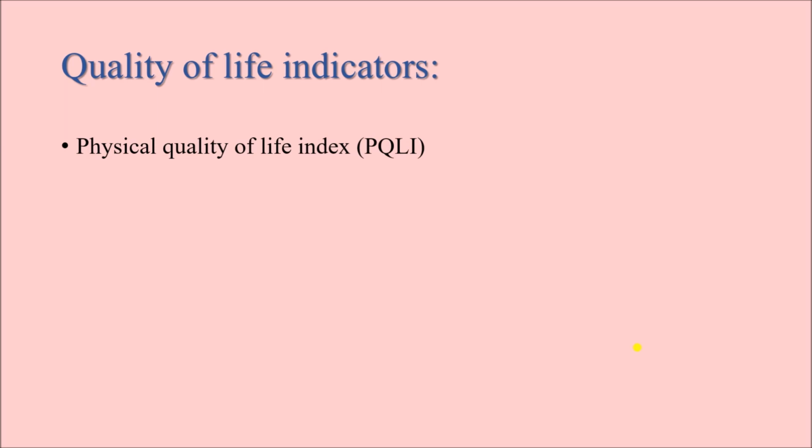Quality of life, a very commonly used indicator is PQLI, that is physical quality of life index, and about a couple of months back we already uploaded a detailed video on PQLI, so I'm not going to discuss in detail, but just to remember, we considered three things here. Number one is the infant mortality rate, then life expectancy at age 1 year, and also the level of education. All these three things are considered for PQLI.